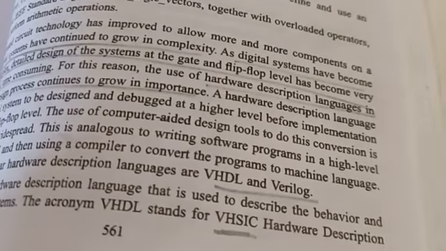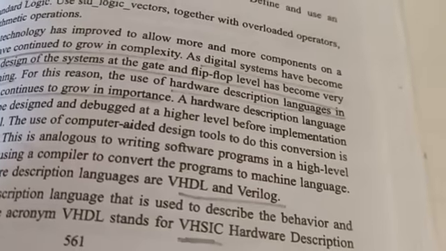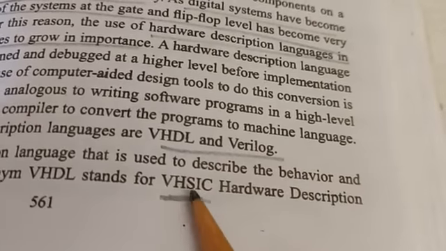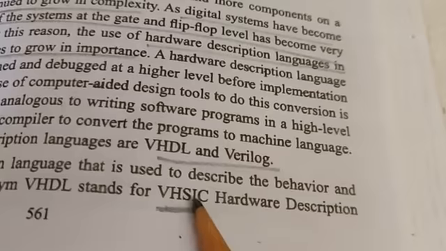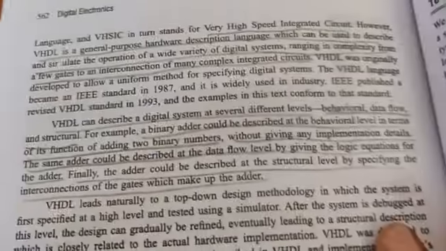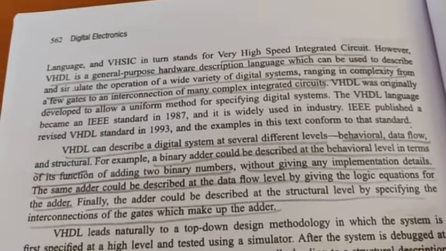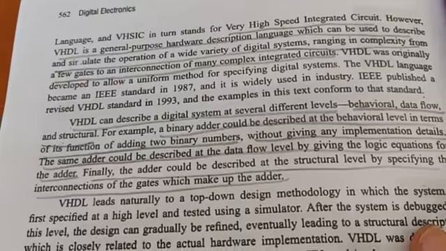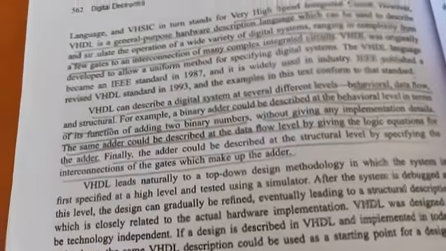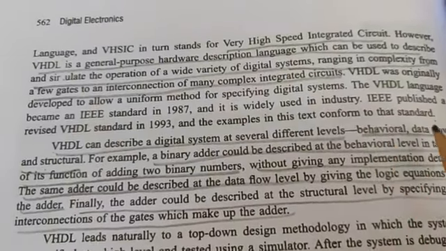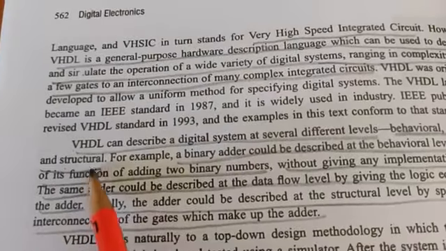We have two hardware description languages. One is Verilog and one is VHDL. Two types, VHDL and Verilog. V refers to very high speed integrated circuit hardware description language. In the case of VHDL, we can write programs in three manners, at three different levels. One is behavioral, second is data flow, third is structural.